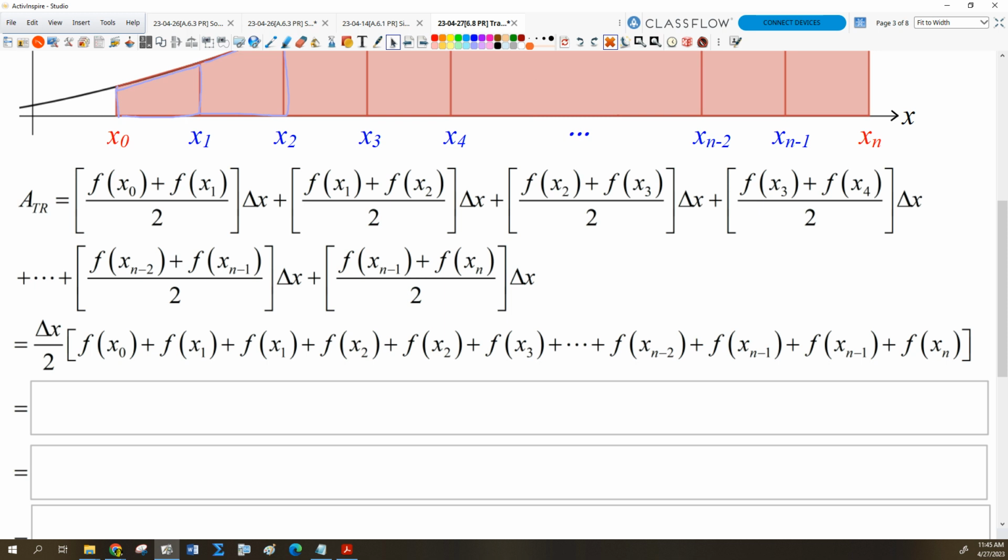Okay, every single one is double counted except which ones? The end ones, right? Because each of the intermediate ones, like x sub 1, is going to serve as the right edge of the first subinterval and the left edge of the second subinterval. But x sub 0, or a, is only ever a left edge one time. It's never a right edge. And x sub n, or b, same thing, is only a right edge one time. It's never a left edge, right?